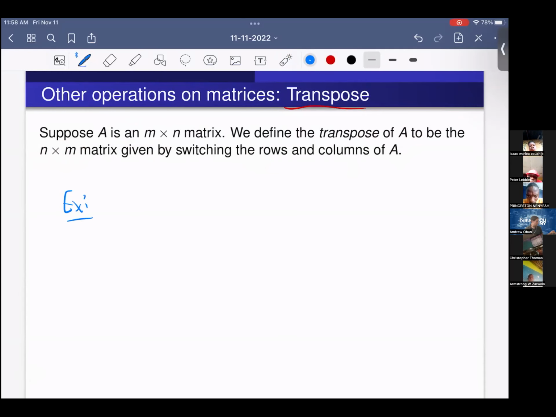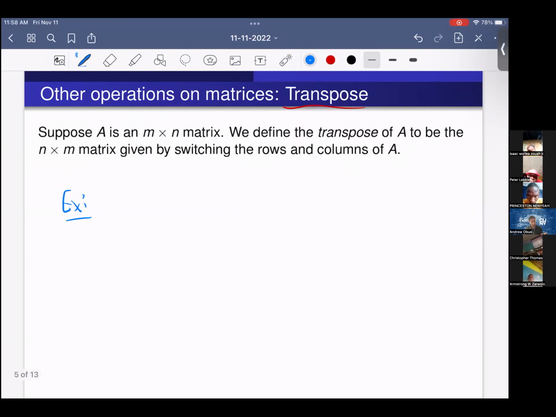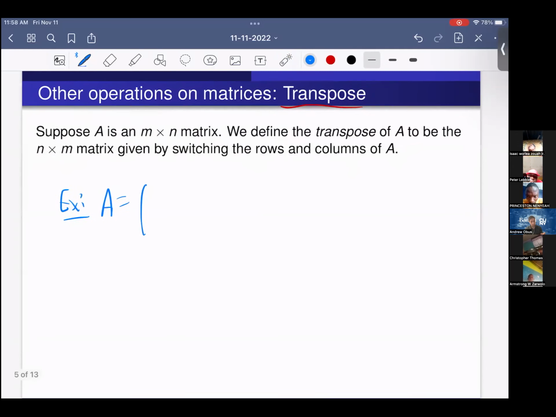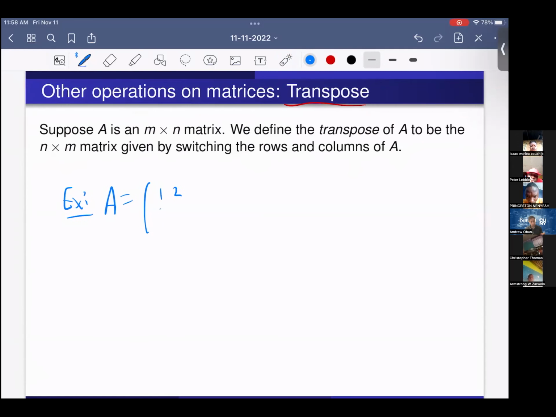So the example is, if A is equal to 1, 2, 3, 4, 5, 6, then the way we write the transpose is we put a little T on top of the A. So this is read A transpose.